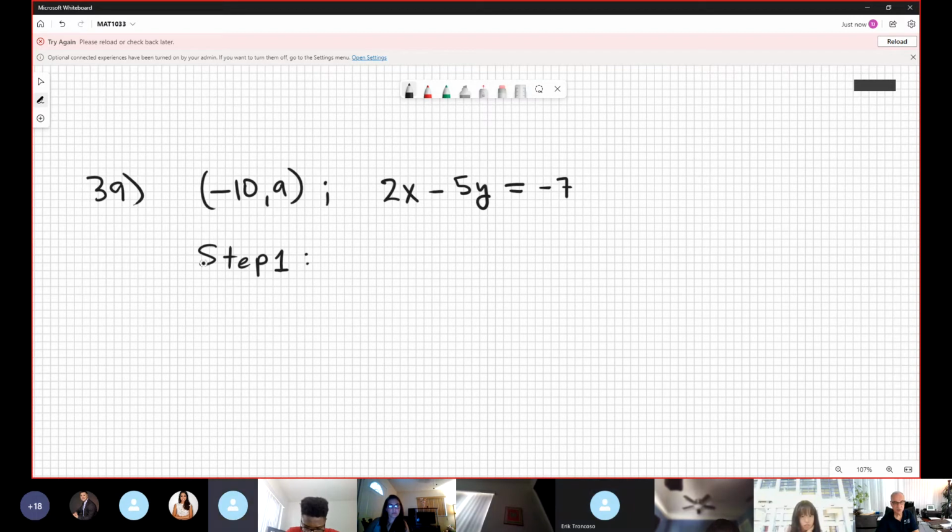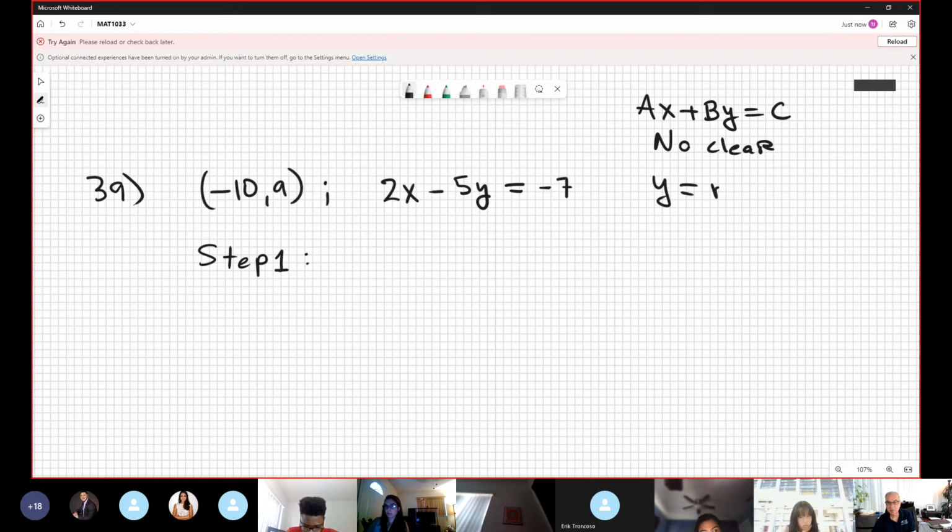Is the slope 2? No, remember, in this kind of equation the slope is not clear. It's totally not explicit. To make it explicit, you need to solve for y. You manipulate a little bit. You spend 2 seconds to solve for y. Excellent.